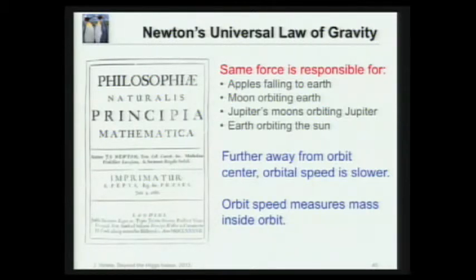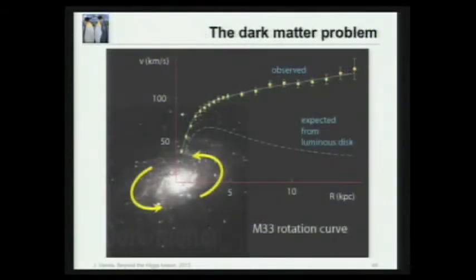Since Newton, we know that further away from the orbit center, the orbit speed is slower, and that the orbit speed measures the mass. If I have a sun that is more massive, the speed would be higher. So what they did is to measure light, and from light extrapolate to mass, because we know that these lights are stars, and they know the type of stars that are in the galaxies.